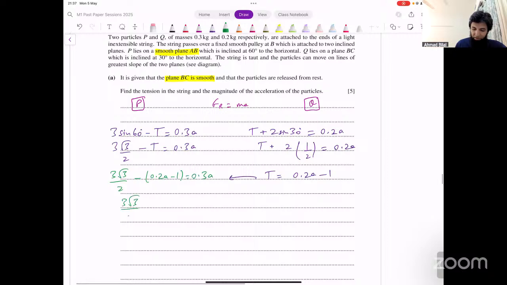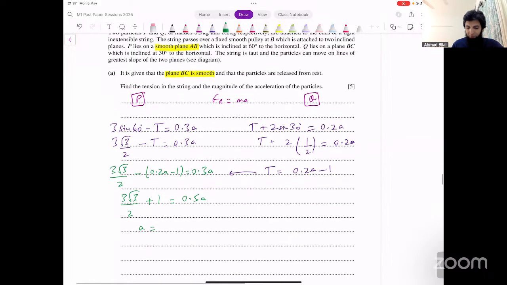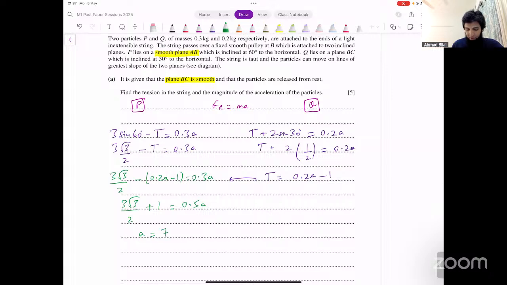3 root 3 over 2 minus 1, that's plus 1. This minus 0.2A will go to the other side, become 0.5 times A, and that will give us some value for acceleration. What's the value of acceleration that we get? Value for A, what's that? 7.19. Minimum 4 significant figures in your working, because you have to use this in T as well now. 7.196. Okay, 7.196. Thank you.